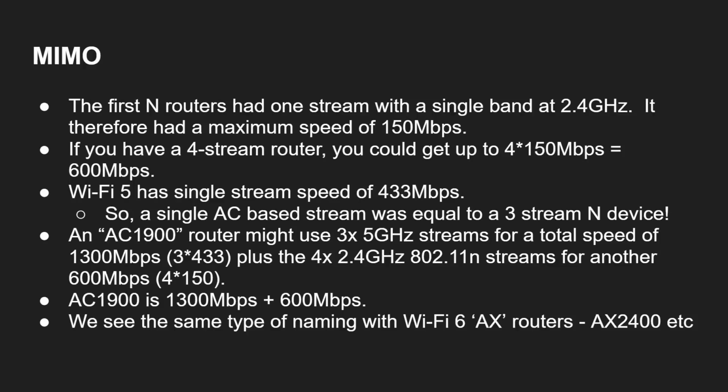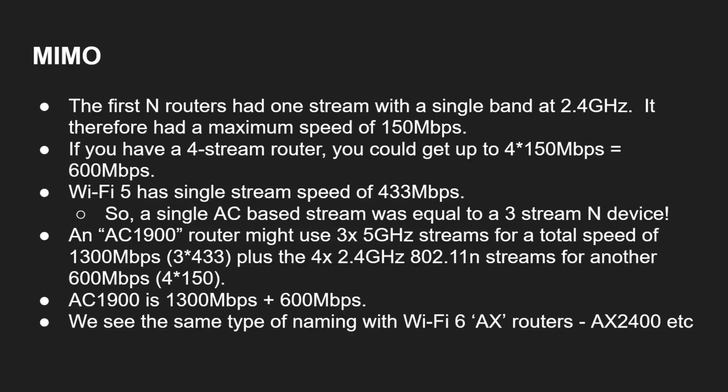Now, the first N routers had one stream, let's say with a single band 2.4 gigahertz, so therefore it could achieve 150 megabits a second. Now, if you've got 4 streams in your router, then you can get 4 times 150 megabits a second. So now you suddenly got a 600 megabits a second throughput, so a huge change there. And when we get to Wi-Fi 5, that has a single stream speed of 433 megabits a second. So a single AC stream was actually the equivalent of 3 streams back in 802.11n. So that's quite a difference as well.